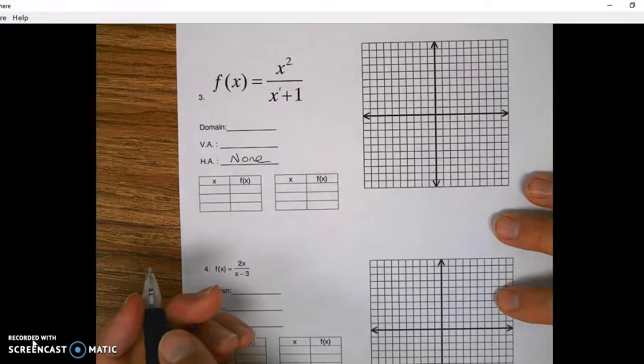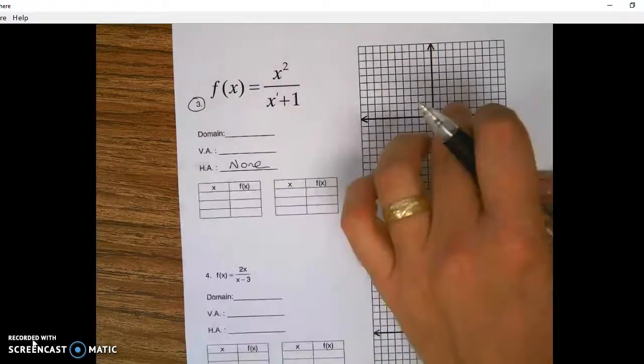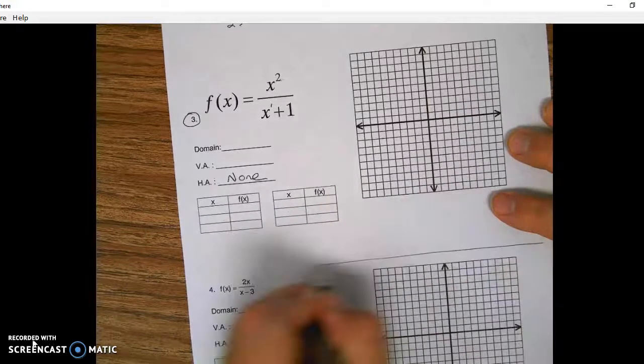So, I'm going to go ahead and let you do this one. Stop the video. Try to do this one by hand without a calculator. And we'll save number 4 for another time.